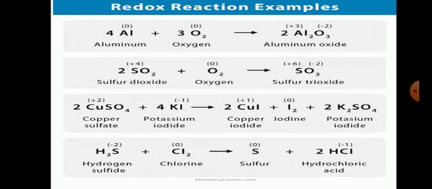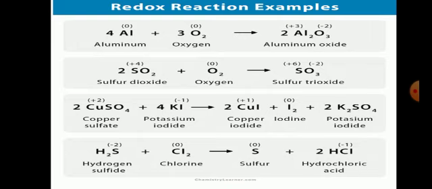When they combine together, you get aluminium oxide. Here you can observe +3 for aluminium and -2 for oxygen. It means that reduction and oxidation have taken place. As I said before, the negative charge comes for the element which is going to gain electrons, and the positive charge comes for the element which is going to donate, or lose, its electrons to help the other element. Fine. So these are some examples.